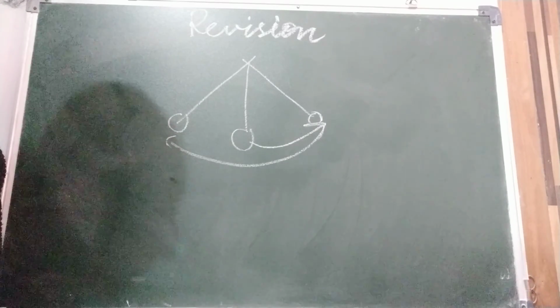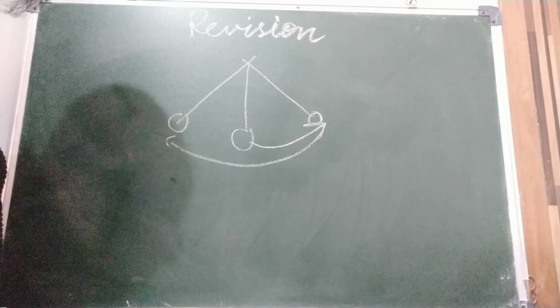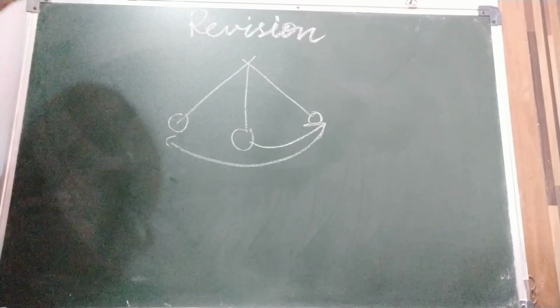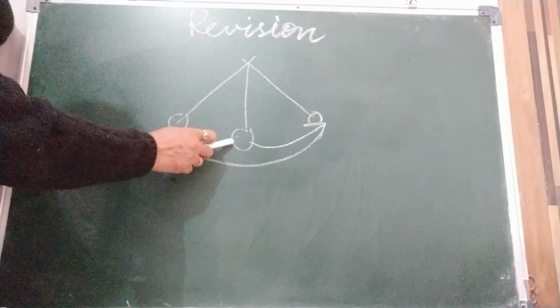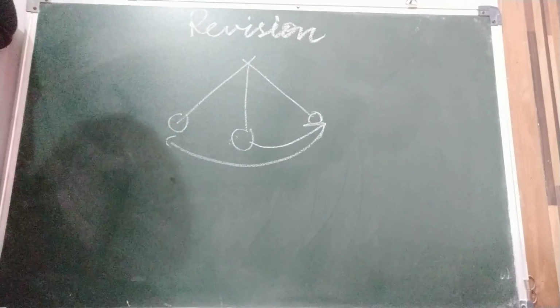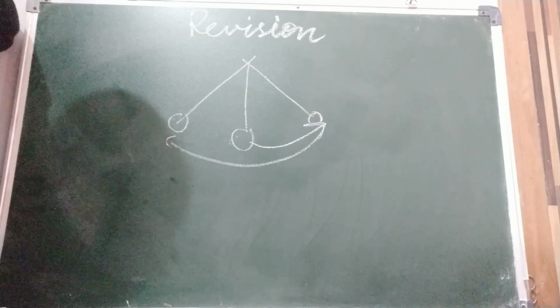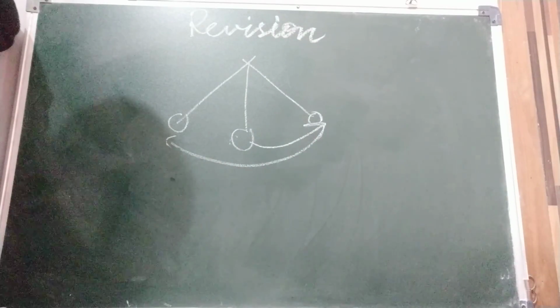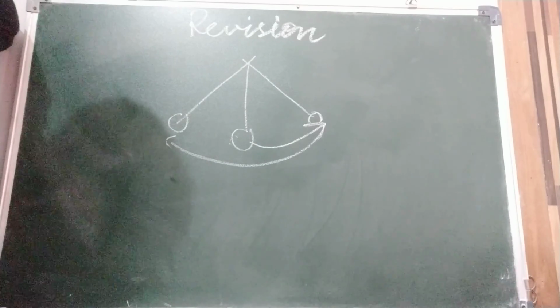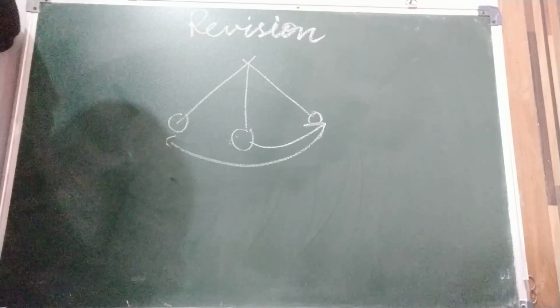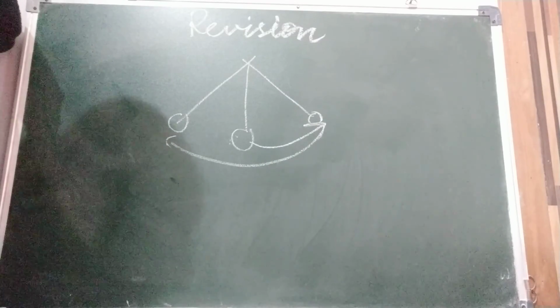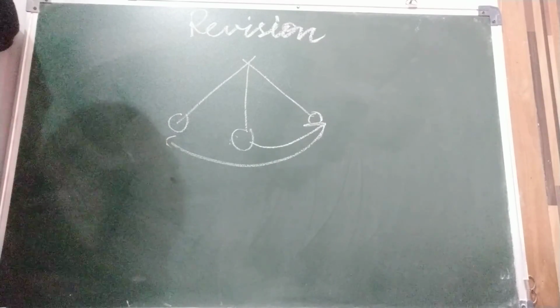First is loudness, second is pitch, and third is quality. So what is loudness? Loudness of the sound depends on the vibrating object and on its amplitude. Amplitude of the vibration. Loudness is proportional to the square of the amplitude. Next is pitch. The higher the frequency, the more high pitched the sound.